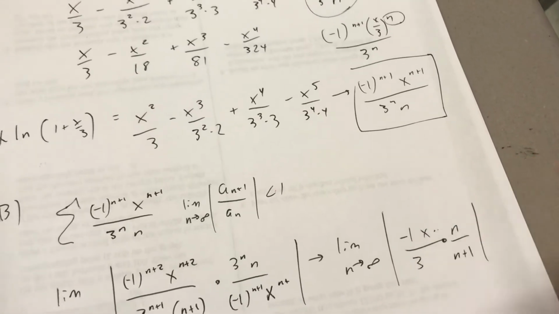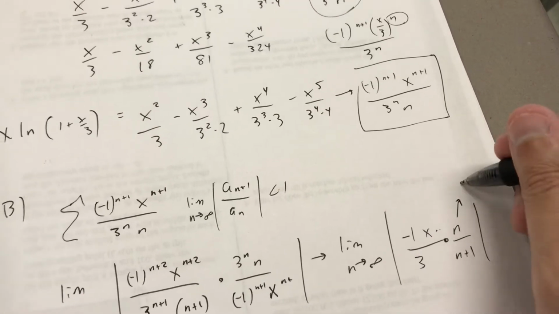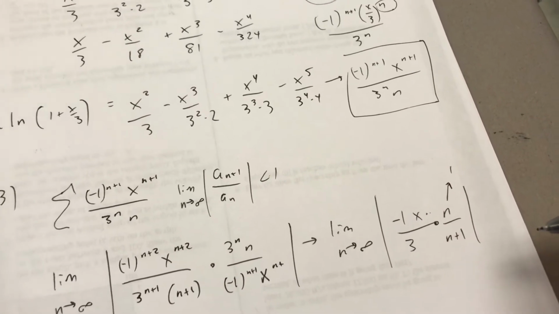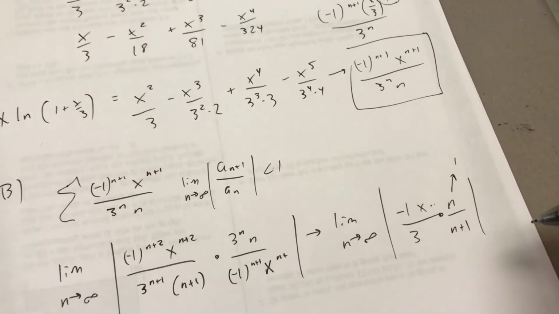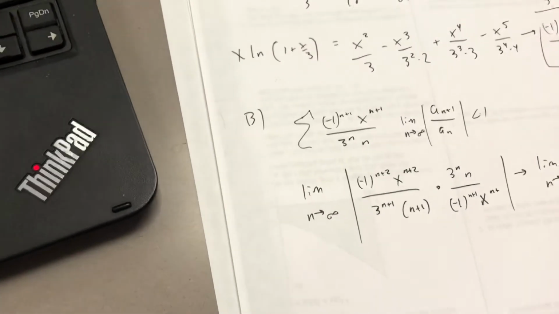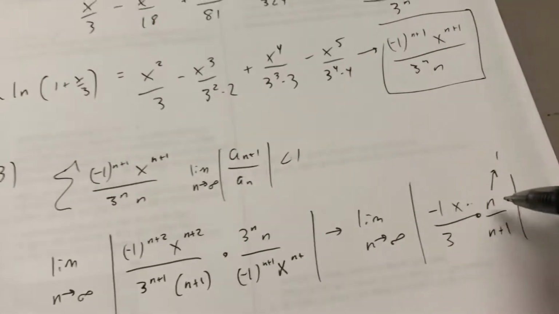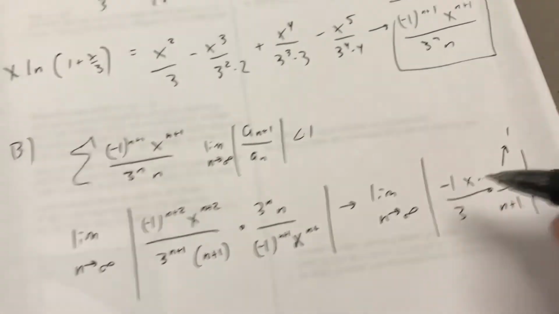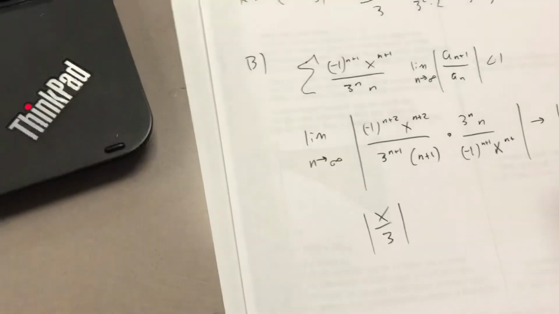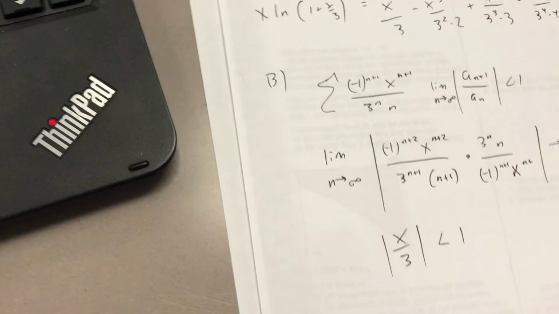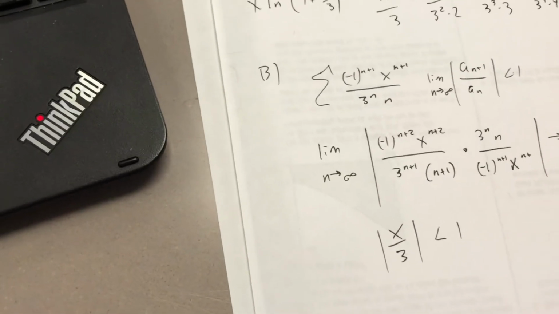So you'll notice there's no n here. The limit of this as n approaches infinity is just going to go to infinity over infinity plus 1, which is basically just 1. And so our final limit here is just going to be, oh, and by the way, the absolute value here is going to knock out that negative sign. So once we've taken the limit, we've got the absolute value of x over 3 needs to be less than 1, okay?